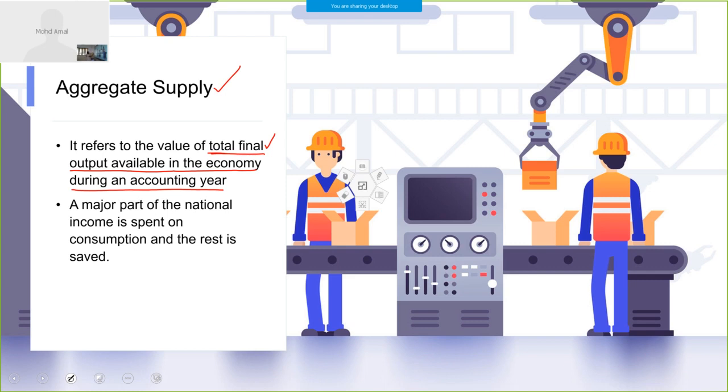A major part of national income is spent on consumption and the rest is saved. So we can say C plus S will give aggregate supply. Okay, what is aggregate supply? It refers to the value of total final output available in the economy during an accounting year. A major part of national income is spent on consumption and the rest is saved. That's why we can say C plus S is equal to aggregate supply.